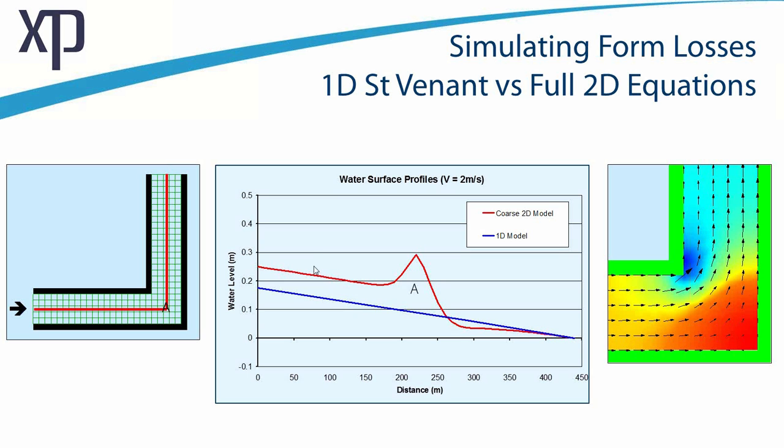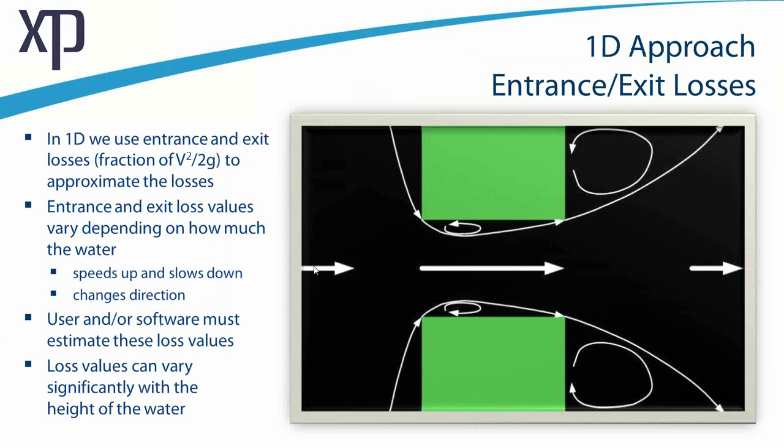So at a structure such as a bridge or culvert, the general approach that we take for modelling in 1D is that we specify entrance and exit losses, and many of you will be familiar with specifying those. It's very easy, of course, just to take the default values, but in truth, these losses actually do vary depending on the flow conditions at the time. And depending on the software you're using, you can trust the software to estimate these values.